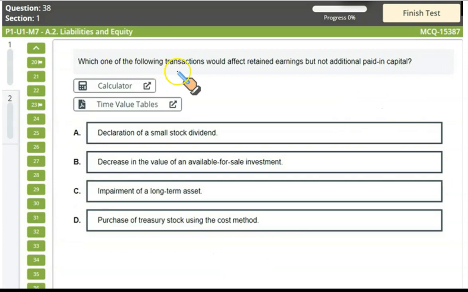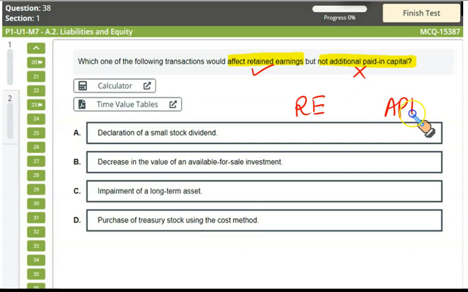Next. Which of the following transactions would affect the retained earnings but not the additional paid-in capital? Look for the transaction that affects retained earnings but does not affect the additional paid-in capital. Let us write the columns for retained earnings on one side and additional paid-in capital on the other. Remember, additional paid-in capital is also called share premium or additional contributed capital. Many terminologies you must be familiar with.